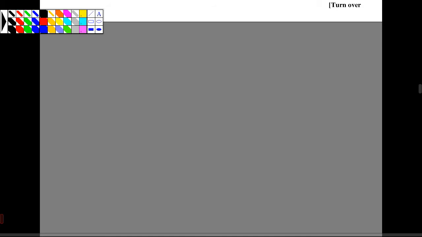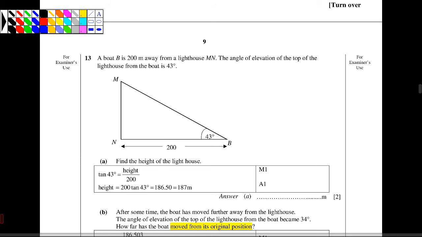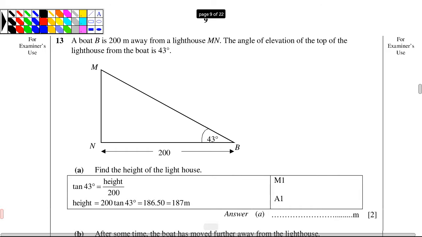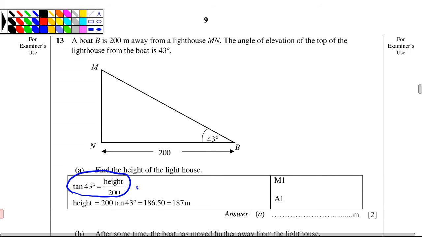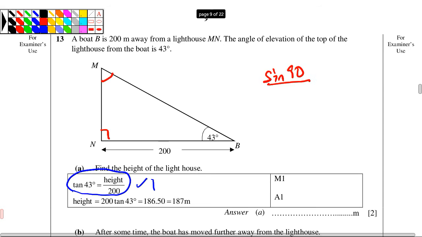Okay, next question. Turn over to the next page. Find the height. Do you get this answer? Do you get 187? Ability to write this, 1 mark. Some of you use sine rule. Sine 90 over... cannot use sine rule. Cannot. Whoa, you all use sine rule as in find this angle? Well done. So this is 90, this is 50, wrong. 40.